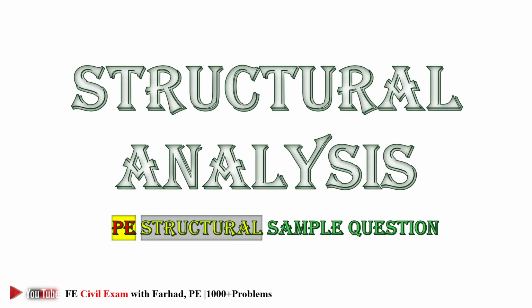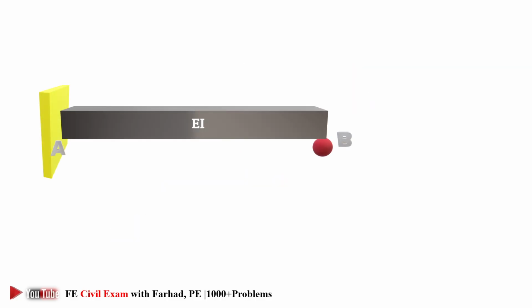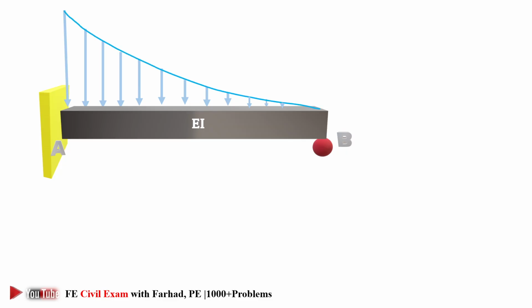Let's review a PE structural sample question. So we have a cantilever beam handling a spandrel loading. So it's a second degree loading, and also the beam is 1 degree indeterminate.